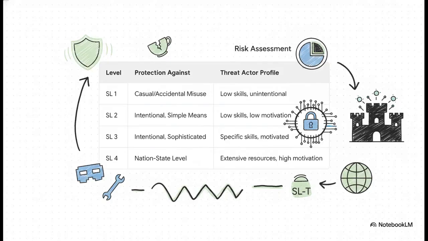Now, not all zones need a fire-breathing dragon guarding them, right? This is where security levels come in. They let us quantify how strong the defenses for each zone need to be. SL1 is basically for oops moments, protecting against accidents. SL2 is for your casual hacker. SL3 is for serious professional attackers. And SL4, that's when you're worried about spies and nation-states. Our risk assessment tells us exactly what the target security level, or SL-T, needs to be for every single zone.